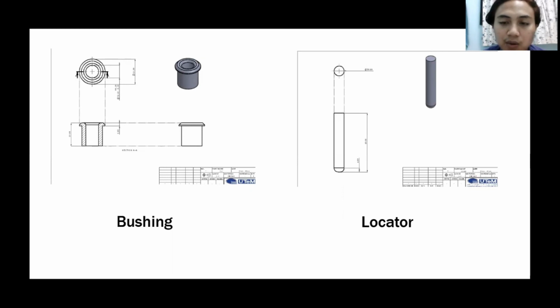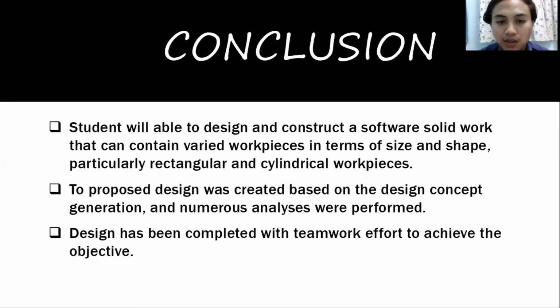The second one is our locator pin. The locator is put in at the bottom of our base template jig to hold the workpiece and the template jig, to prevent any misalignment during the drilling process. The dimension of our locator is 60 millimeter in height and 10 millimeter in diameter. Okay, that's all for our drawing.